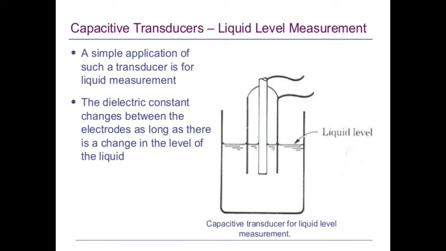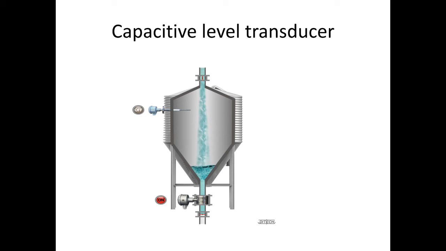Next is your liquid level measurement. Here is the capacitive transducer for liquid level measurement. When my dielectric constant changes, if my dielectric medium changes, my capacitance output will change. According to that, I convert it, so that level changes. Once it reaches that particular level, the filling of the water is stopped. This is your capacitive level transducer.